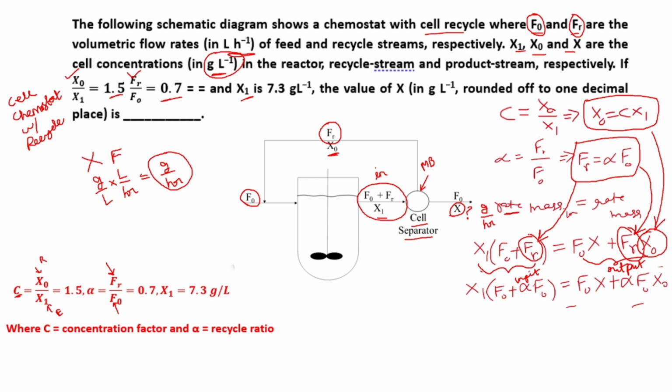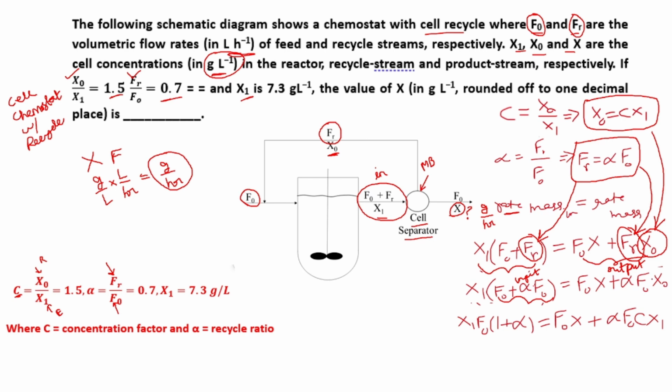If we substitute it, then we can write x1 into f naught plus alpha f naught is equal to f naught x plus alpha f naught x naught. Now from this term we can take one f naught common. So it can be written as x1 f naught into 1 plus alpha is equal to f naught x plus alpha f naught c x1.